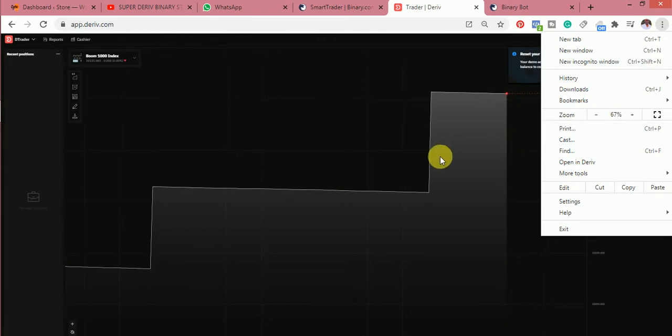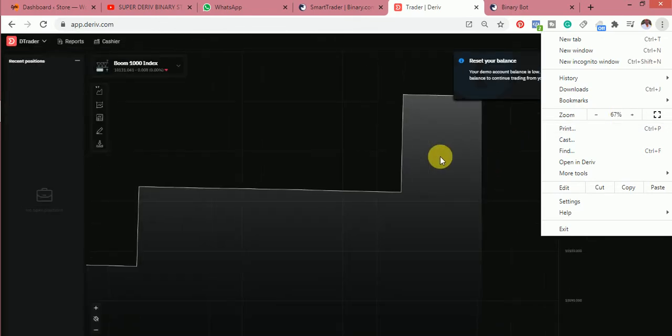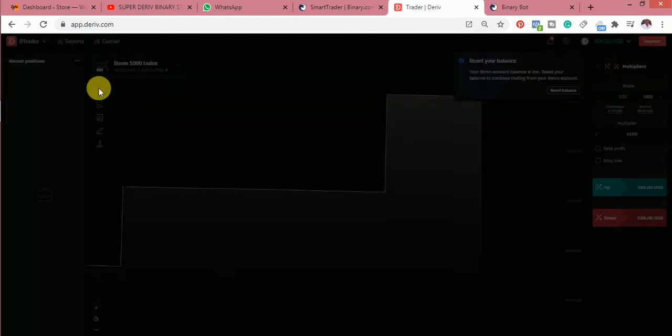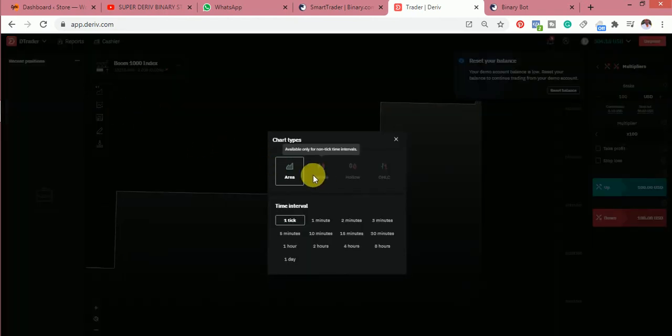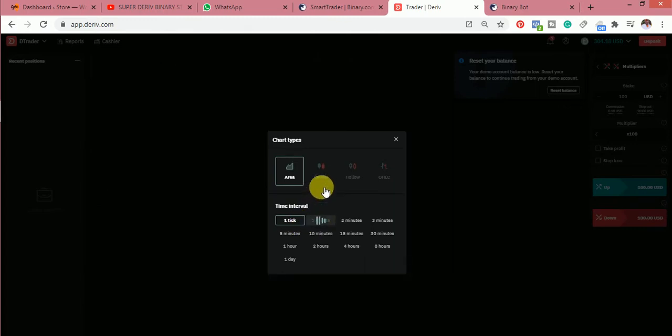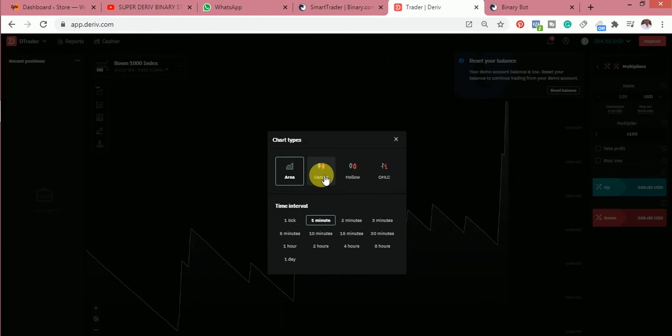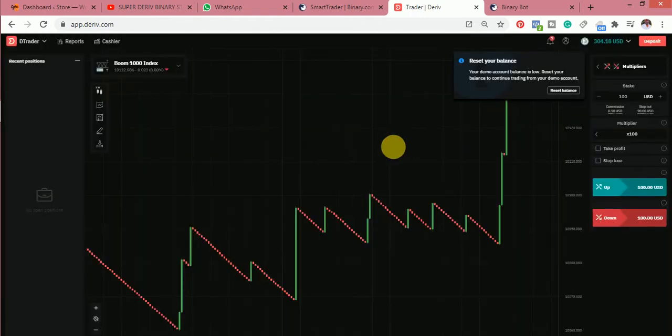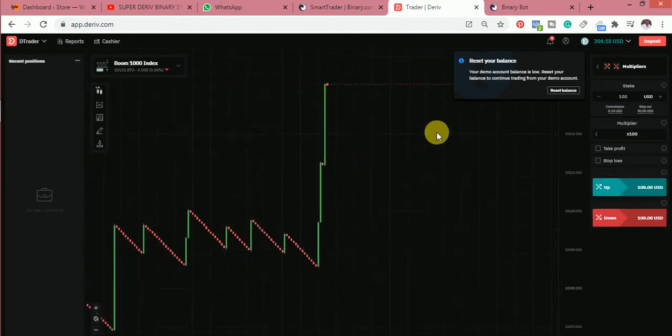Alright, so this is how the boom market looks. And if you're wondering why it's looking like this, you might have to reset your chart from area to candle, and before you can move from area to candle, you have to move from 1 tick to 1 minute before you are able to choose candles, and then it will show in this candle format. Alright, oh, I just over scrolled.